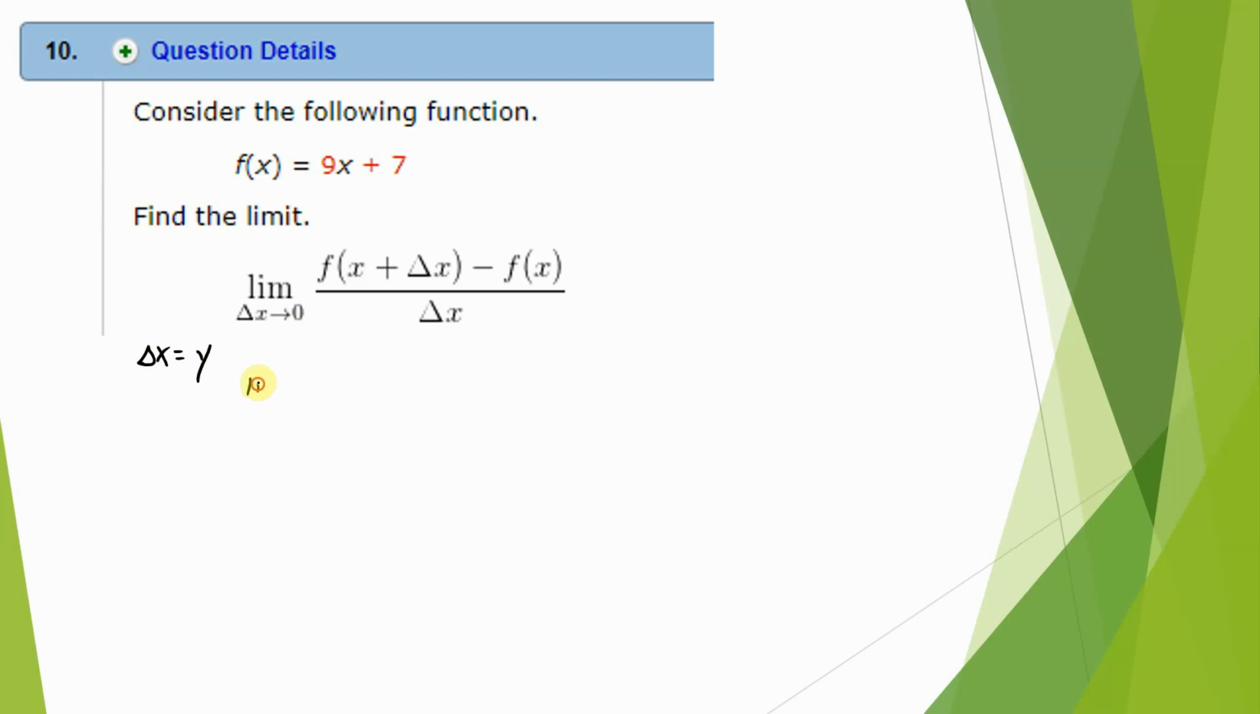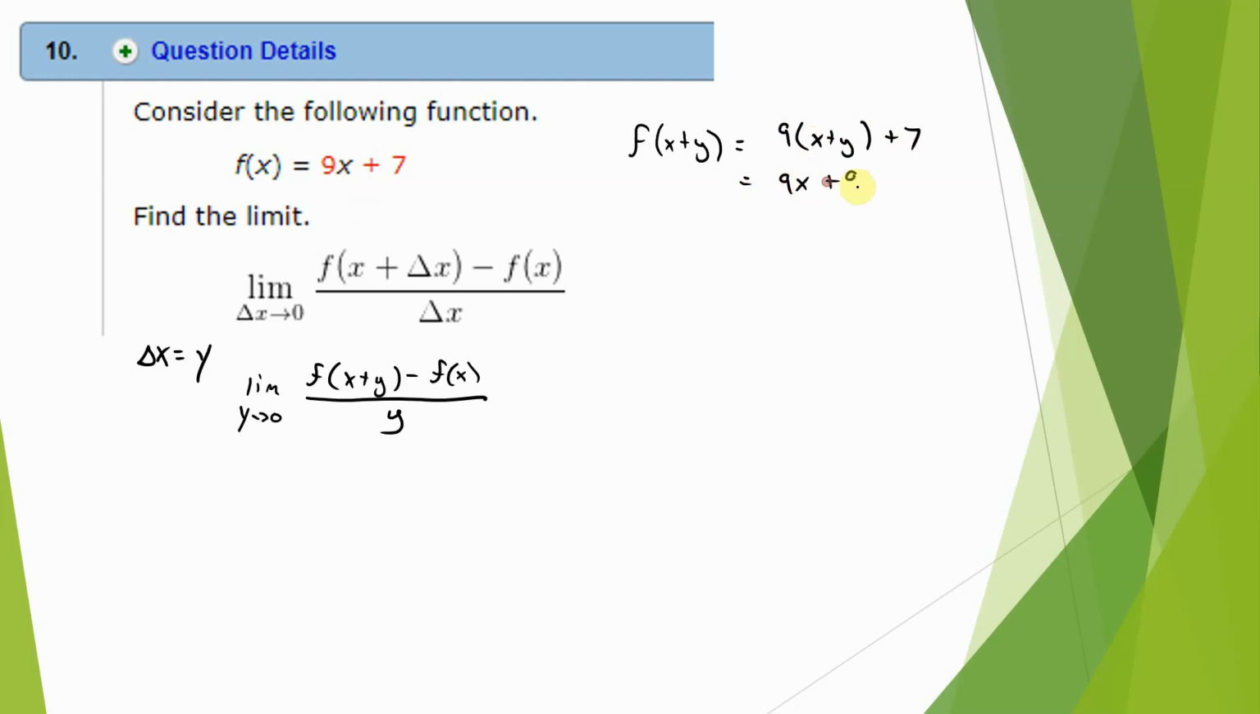So this is going to become the limit as y approaches 0 of f of x plus y minus f of x over y. Now over here, I'm going to say, okay, what's f of x plus y? That just means plug x plus y anywhere there's an x. Okay, which is going to be 9x plus 9y plus 7.